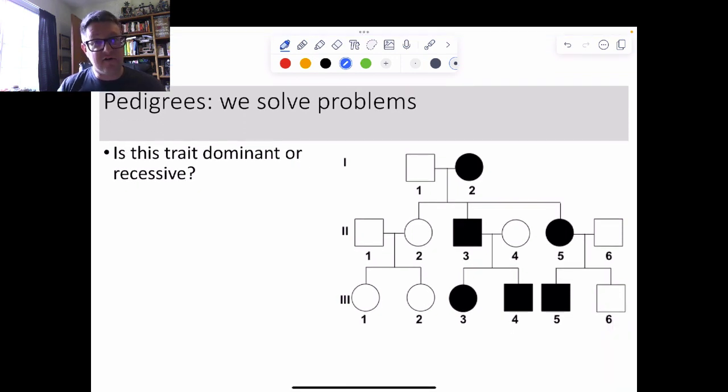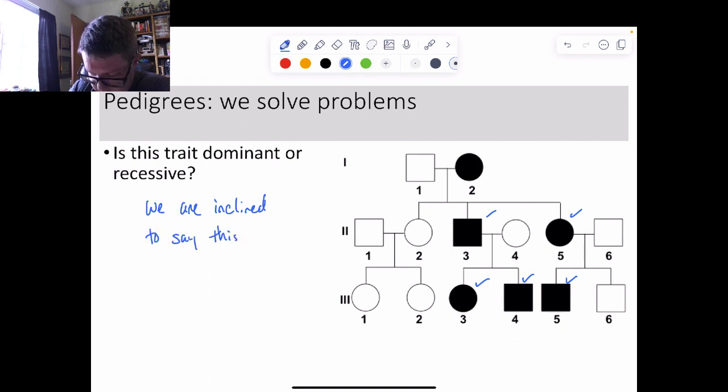So we can use these to solve problems. So for example, is this trait dominant or recessive? What we have to do is look for everyone who has it and check their parents. Does this individual have a parent who has it? Yes. Does this individual have a parent who has it? Yes. Does this individual have a parent who has it? Yes. How about for these two? Yes. I don't ever see an exception to this, so we are inclined to say this is a dominant trait.